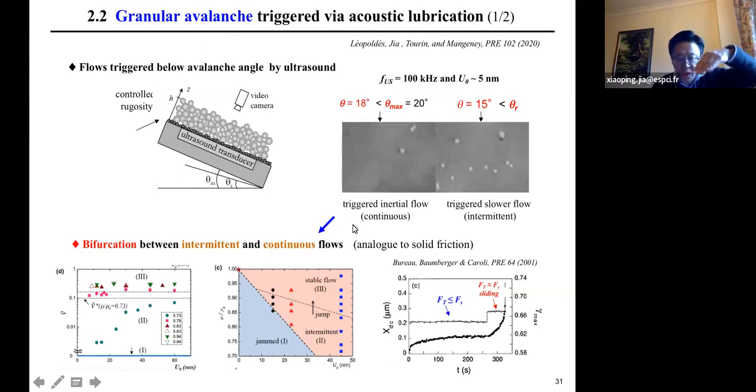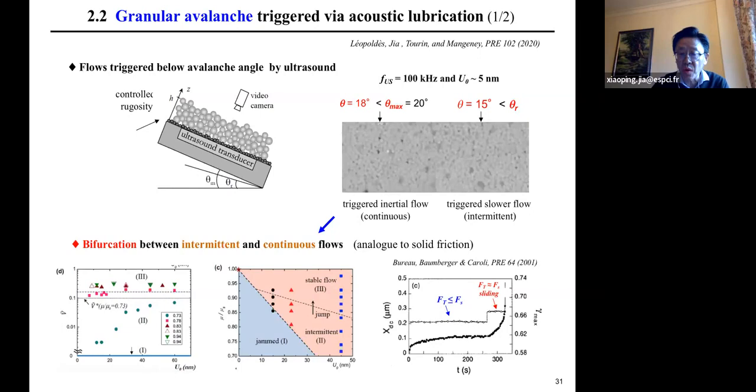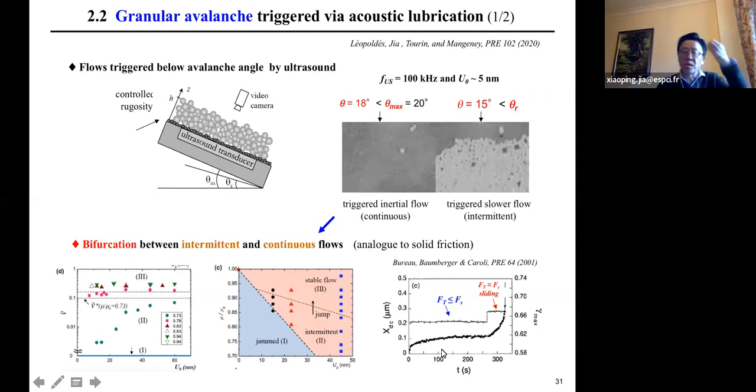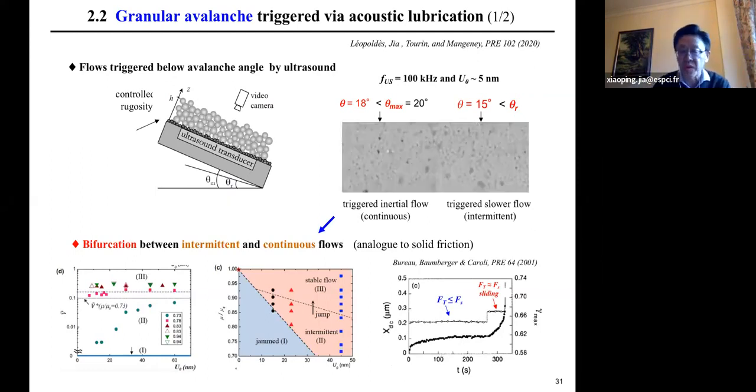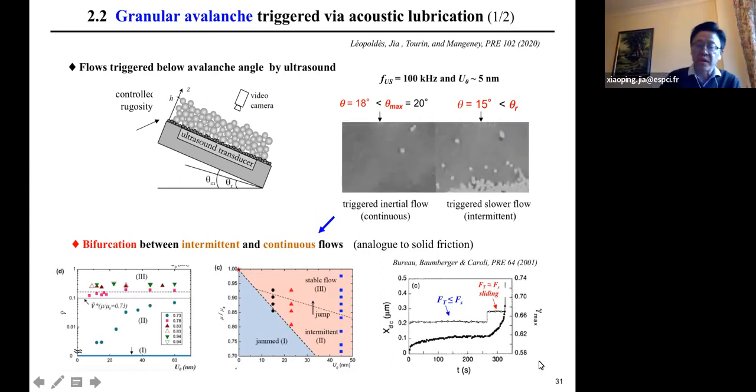However, if the initial inclination angle is much smaller, say 5 degrees, more or less, less than the angle of repose, in other words the minimum angle, in that case the ultrasound will induce, as I show here, a kind of intermittent flow, whose flowing velocity will depend on the ultrasound amplitude. In other words, if you stop the ultrasound during this flowing, the intermittent flowing will stop. So this looks like a kind of bifurcation behavior, again similar to the solid friction sliding we observed just before in the experiments of Bomberger and Caroli.